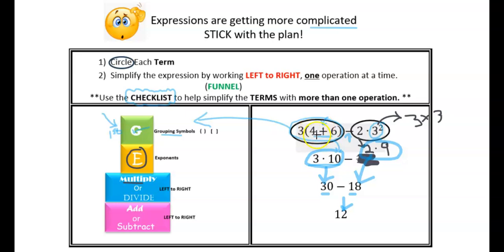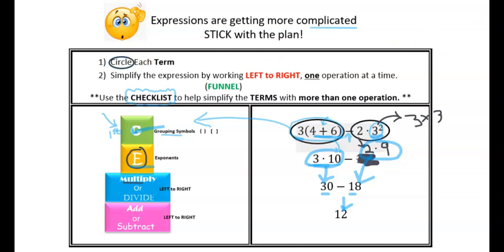So when you have more than one operation in your term, you go to the checklist, you start at the top, you look for grouping symbols like parentheses or brackets, and you do the math in the grouping symbols. Once that's done, you check for exponents. If there's no exponents, you multiply. So here was first add, then multiply by 3. On this expression, there were no grouping symbols, but we had an exponent, so we did that, got 9, and then underneath was multiply. That was next. We got 18, and then we subtract 30 minus 18, and we're done.